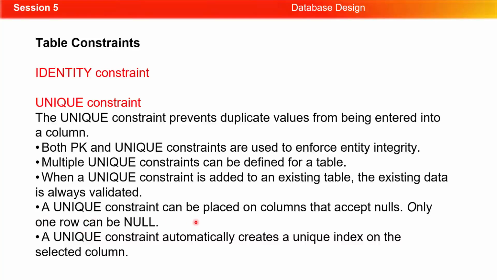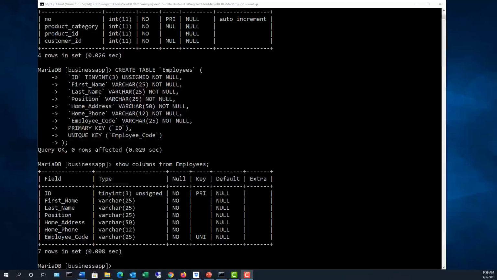A unique constraint can be placed on the columns that accept nulls, and only one row can be null. So with a unique constraint, you can have a null value. With a primary key constraint, there are no null values accepted. Primary keys always have to be non-null. A unique constraint automatically creates a unique index on the selected column.